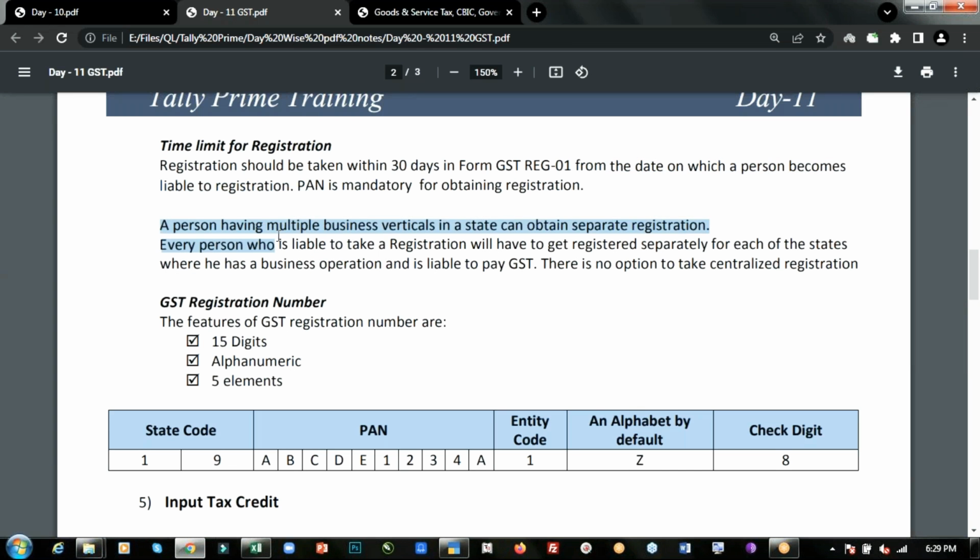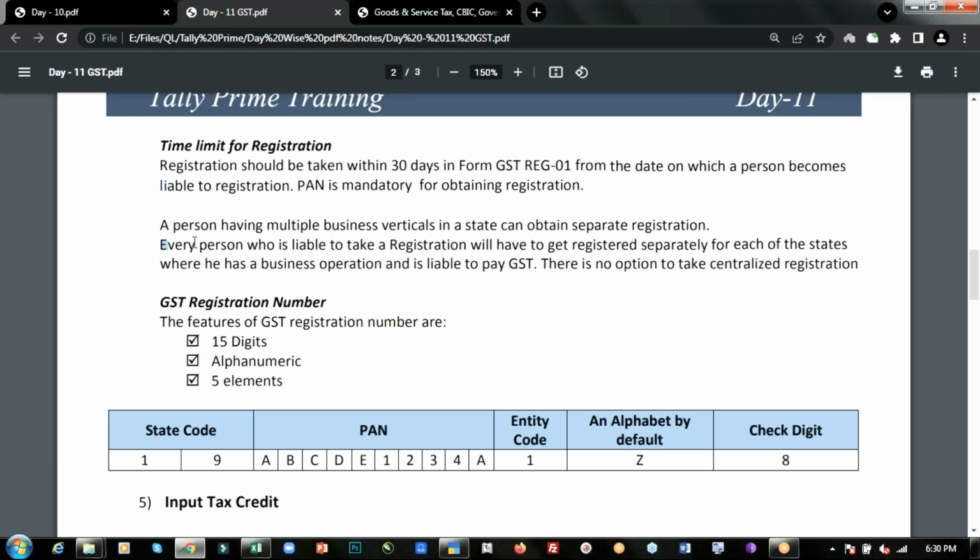A person having multiple business verticals in a state can obtain separate registrations. Basically, if you have multiple business operations in a single state, you can take multiple and separate GST registrations for that.